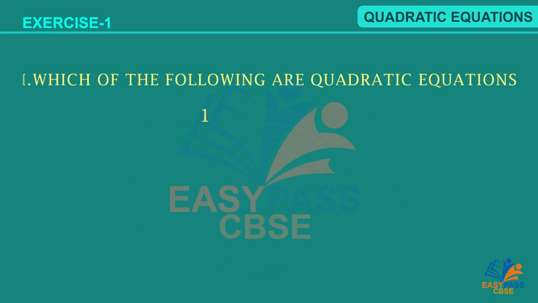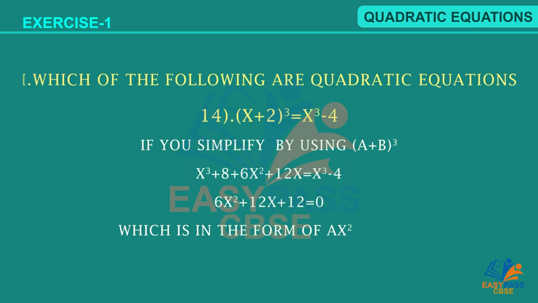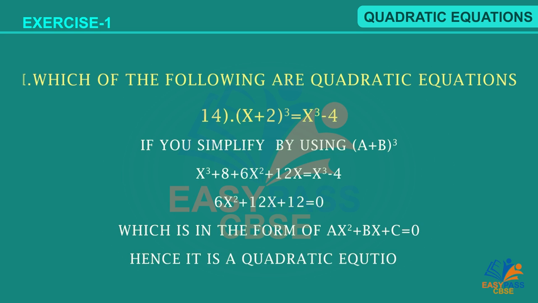14th one, x plus 2 whole cubed is equal to x cubed minus 4. If you simplify by using the a plus b whole cubed formula, we get, on simplification, 6x square plus 12x plus 12 is equal to 0, which is in the form of ax square plus bx plus c equal to 0. Hence, it is a quadratic equation.